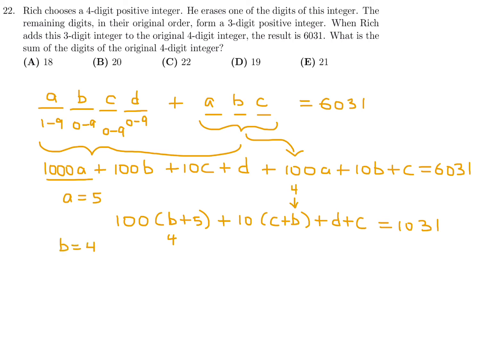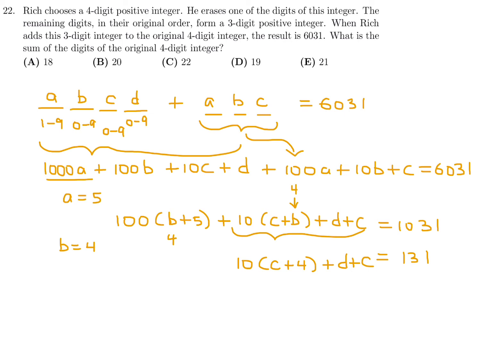So let's try B equals 4. If that is true, then this becomes 5 plus 4, which is 9. Then 9 times 100 is 900. So that means that we have to take away 900 from this guy. And when we do, we get 131. And that's equal to what's remaining. So 10 times C plus B, which is 4, plus D plus C. Okay, so same thing.